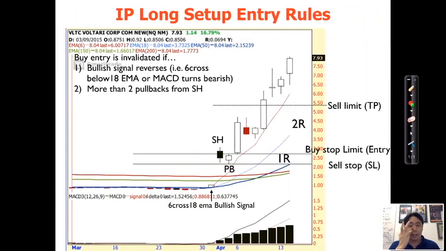So let's look at an example. This stock is VLTC, okay? And what you see is initially the price is consolidating below the 50 moving average, going sideways, and then boom, something happens, some good news, and the price gaps up. Now it doesn't have to be a gap up, but it happened to gap up, right?